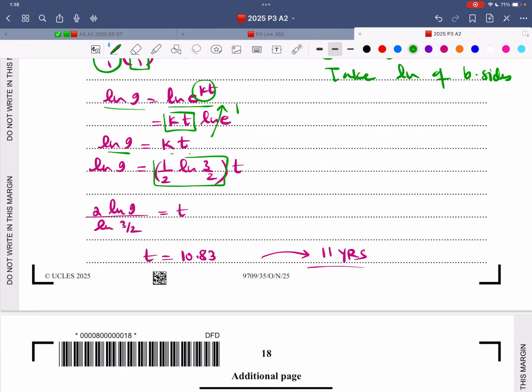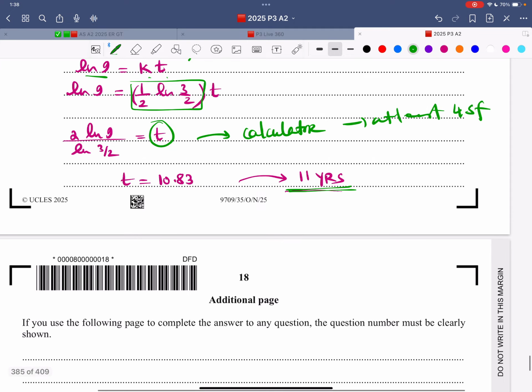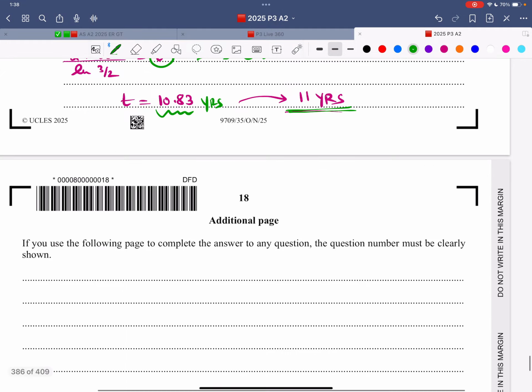Now let me plug in the value of k. So substitute when it's needed. And then you make t the subject. Of course, use a calculator. At least 4 SF, that's the general rule. Well, over here they want the answer in completed years, so it's 10.83 years. So therefore I'm writing 11 years.